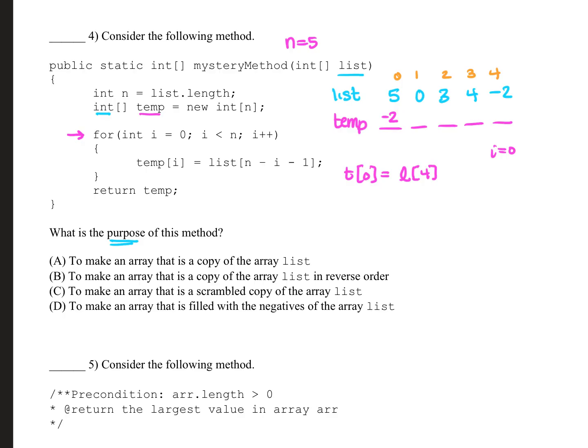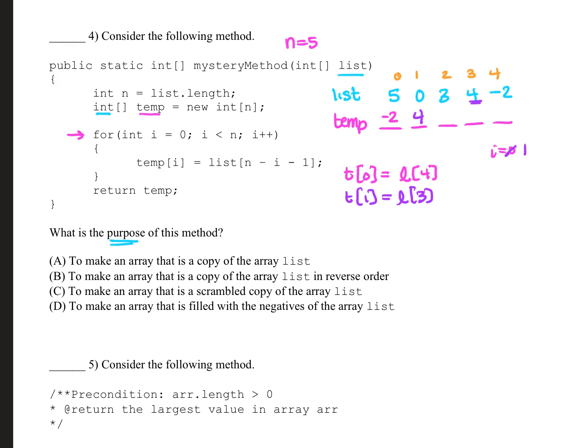Okay, let's go ahead and do another increment and see what happens. So what happens if i is 1? We're now going to get temp1 equal to list of 5 minus 1 minus 1, or list3. So what was in list3 is now going to go to temp1. And what's happening to this? It looks like it's reversing the array.